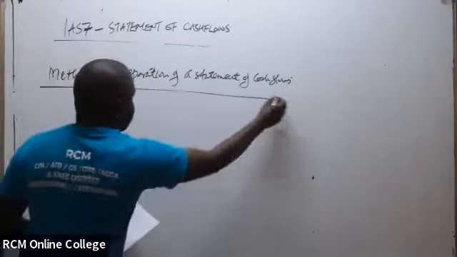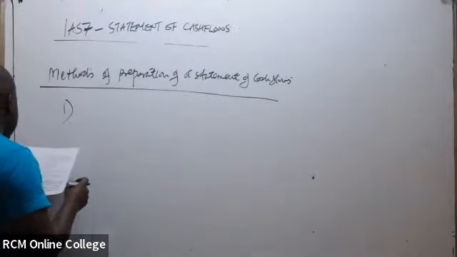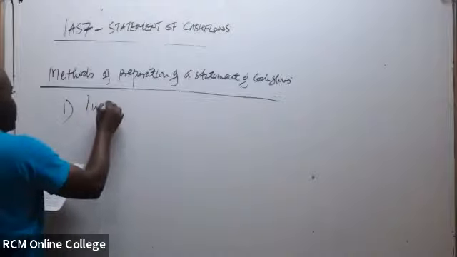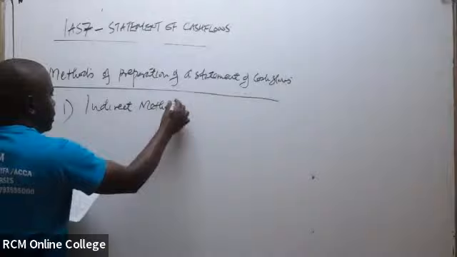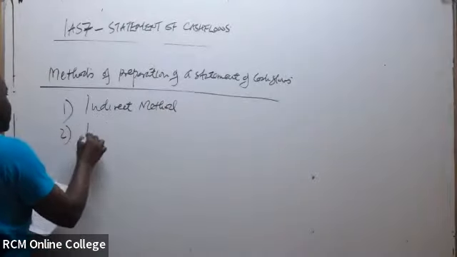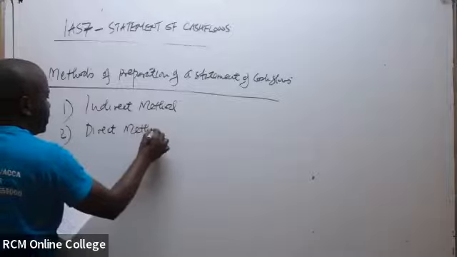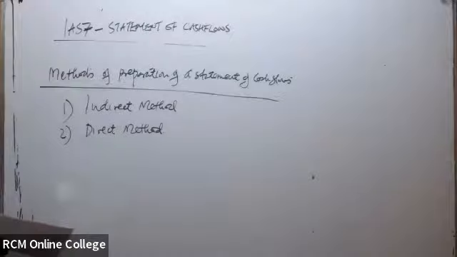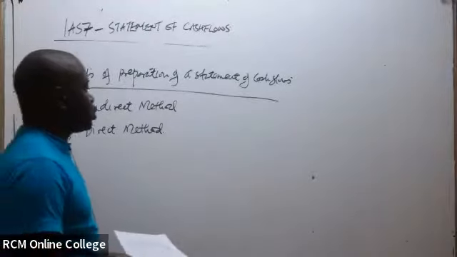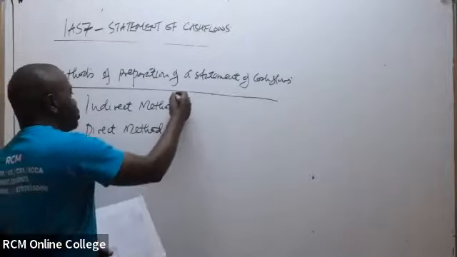Then in this case, you can write number one. We have what we call the indirect method. And then number two, we have what we refer to as the direct method. So in our next class, I'll give the format of the two.